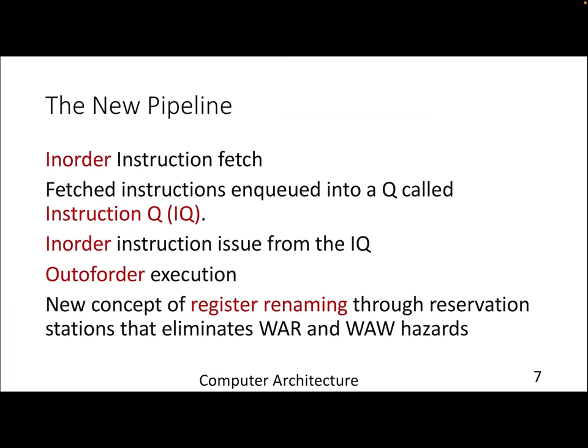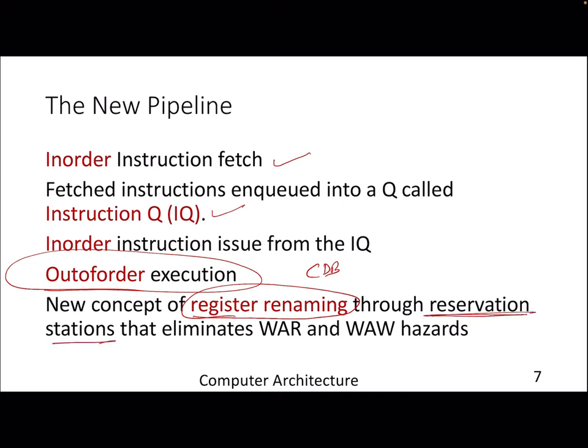Okay, so in summary, instruction fetch still happens in order, but the instructions are enqueued in a queue called the instruction queue. These instructions will now be issued from the instruction queue depending on whether we are getting a structural hazard, or a data hazard, where there is a data dependency, and finally we execute out of order. Once it is done, we update the common data bus. We introduce the notion of register renaming, in which we don't use the name of the register explicitly. Instead, we use the reservation station tag, because of which it eliminates your WAR and WAW hazards.